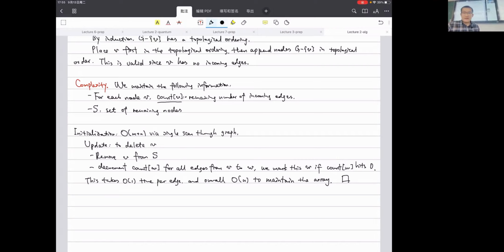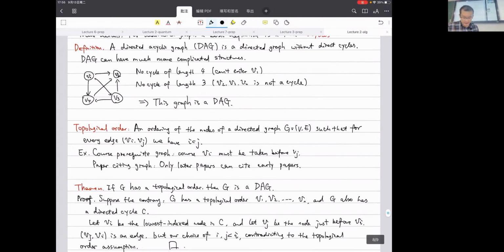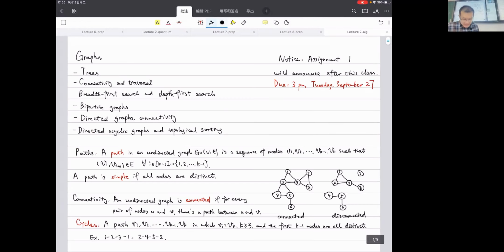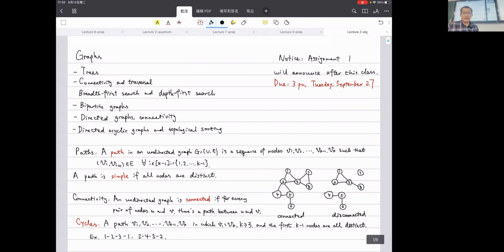Okay, so this finishes the lecture today, and we have 5 minutes to recap and think about what we have been discussing today. In today's lecture, we covered a lot of different perspectives of graphs. At the beginning, we built a good understanding of what trees are. Then we talked about further definitions like connectivity and traversal, and very helpful methods like BFS and DFS.